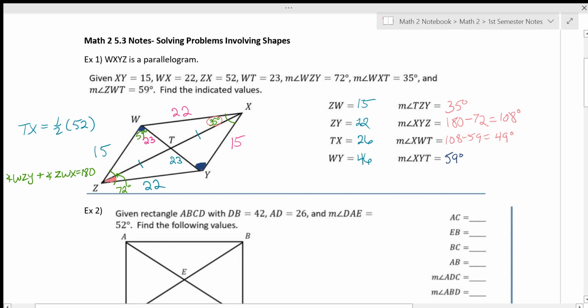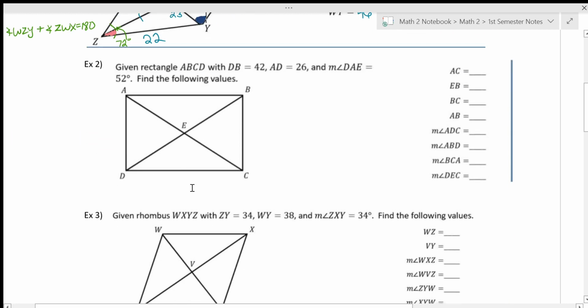Okay, so that is example 1, working with our properties of parallelograms. Example 2, we have a rectangle. So we're going to have all the properties of the parallelogram that we just did, and then we are also going to have some extra properties. Rectangle has the properties of a parallelogram, plus its diagonals are congruent, plus it has 90-degree angles for right angles.